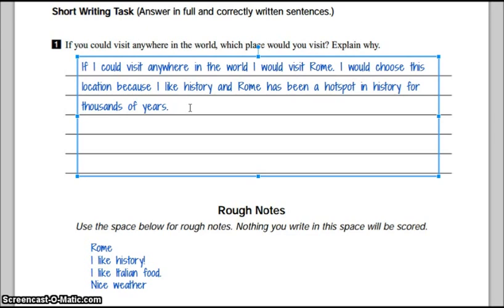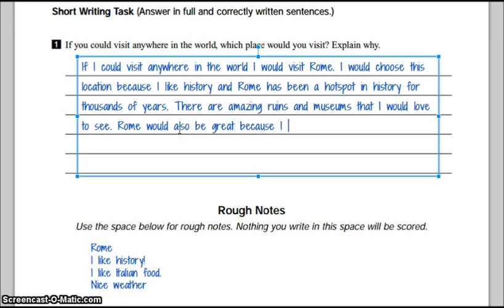And if I want to give a little more detail on that, there are amazing ruins and museums that I would love to see. There we go. So I think that's enough detail about the history part of it. How about the food? How about Rome would also be great because I really love Italian food.